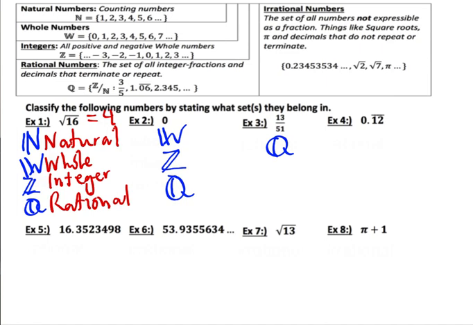0.12 repeating is a repeating decimal, making it rational. It can be written as a fraction. In fact, it would be, not 4/11. Maybe I shouldn't have tried this. 4/33, I do believe. Okay.